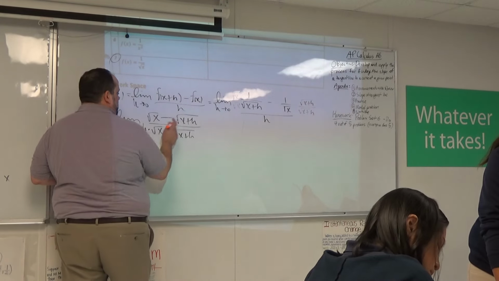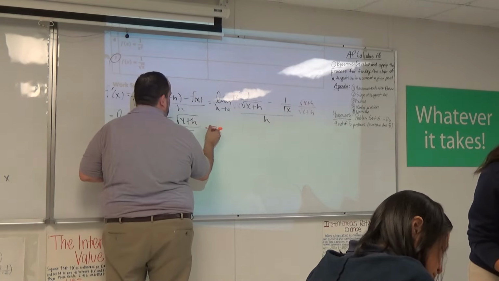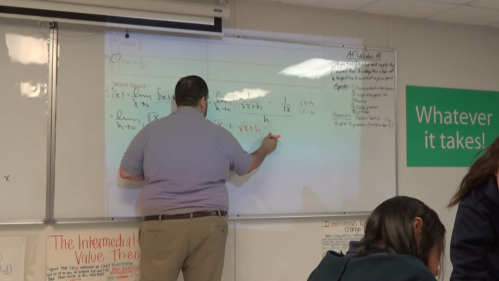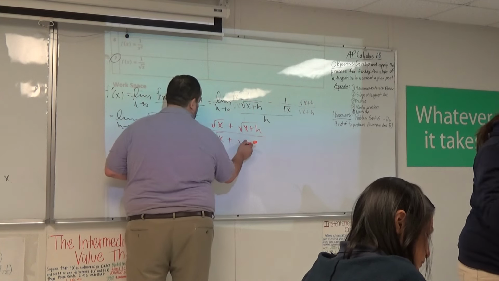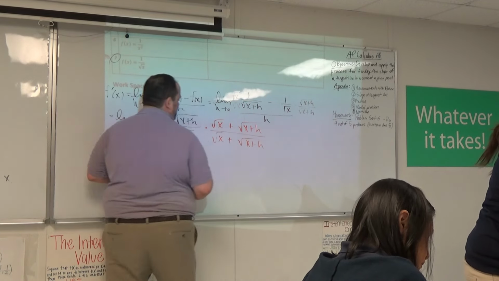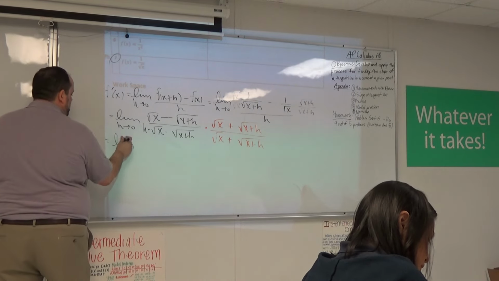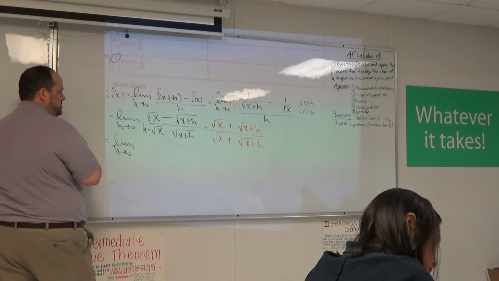Square root of x minus square root of x plus h, and I'm seeing this in an indeterminate form. How about if I multiply by the conjugate? The square root of x plus the square root of x plus h, over square root of x plus the square root of x plus h. Take the limit as h approaches 0.